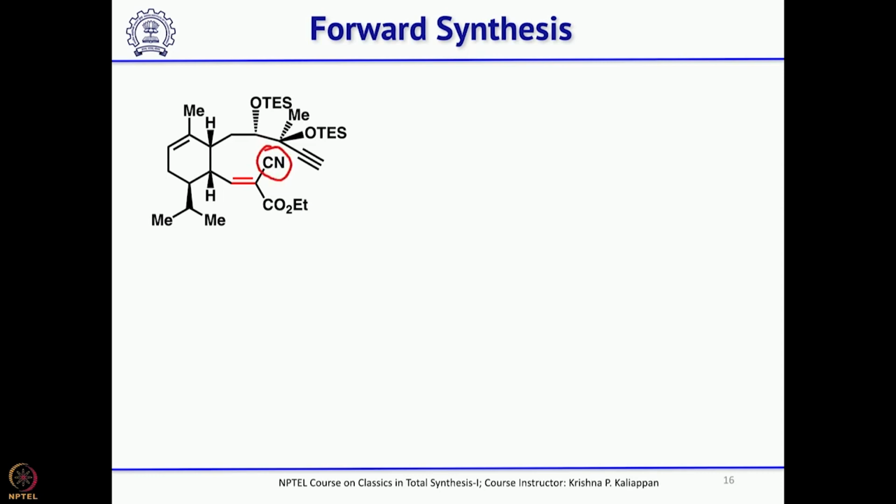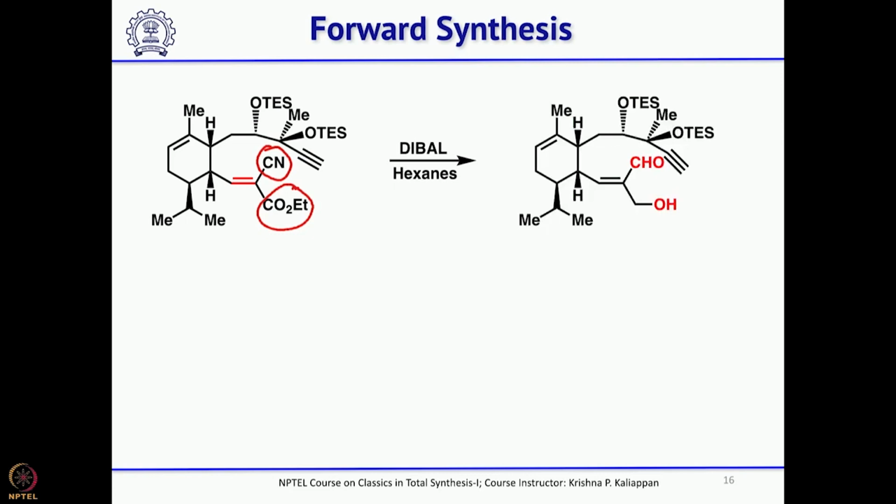So, now if you reduce this with DIBAL, so you have 2 groups which can be reduced. One is cyanide and the other one is ester. So, cyanide, if you reduce with DIBAL, we know that it can be reduced to aldehyde. And if you take ester, and then treat with DIBAL, ester can be reduced to corresponding primary alcohol. So, in one part he converted the cyanide into aldehyde and ester into CH2OH.